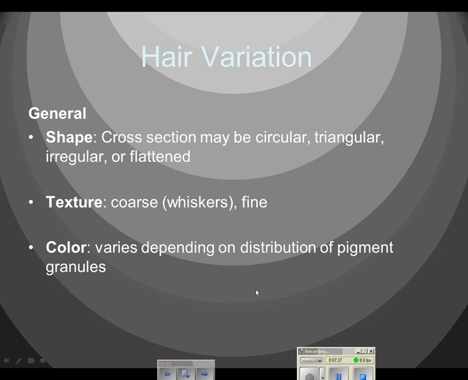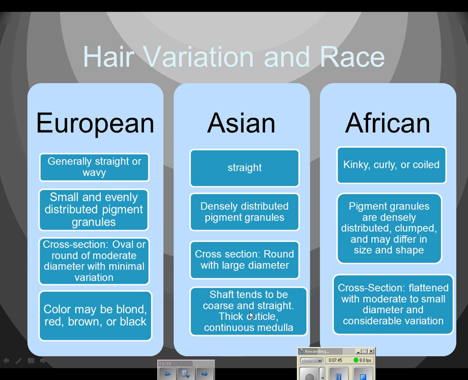Now, hair varies in shape, okay? So the cross-section may be circular, triangular, regular, flattened. The texture can be coarse or fine. So if you've ever rubbed up against anybody that has beard hair, it tends to be very coarse. And color depends on the distribution of pigment granules. Remember, those granules are going to be in the cortex.